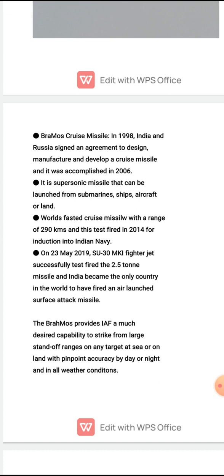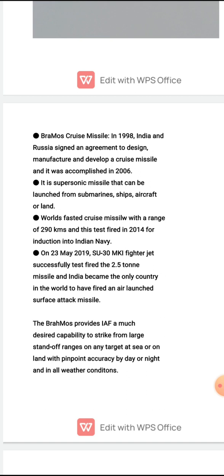It is a supersonic missile, which means it has speed of more than 1.6 Mach, and it can be launched from submarines, ships, aircraft or land. So it can be launched from anywhere, which gives it an edge over other missiles of the world. It is the world's fastest cruise missile with the range of 290 kilometers, and it was test fired in 2014 for induction in the Indian Navy also. So in 2006 it was made, but it was again test fired with some advancement, and it was inducted in the Indian Navy in 2014. It is the world's fastest cruise missile.